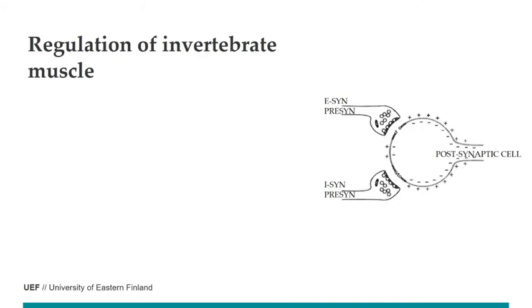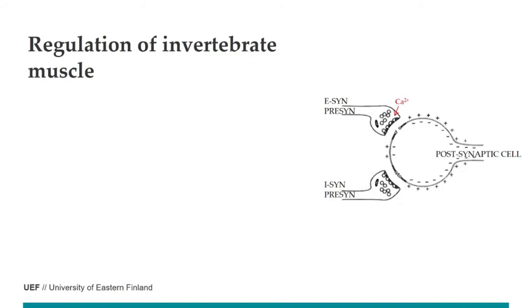It goes in the same way as in our nervous system. In the nervous system, we have excitatory and inhibitory synapses, and they can affect the same neuron. Let's look at them a little bit carefully.